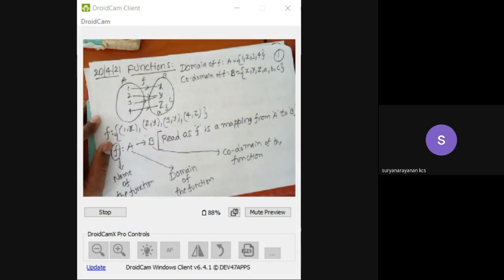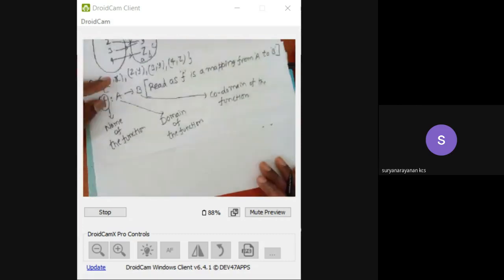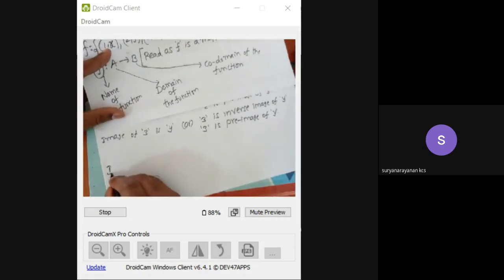Are you watching the screen? Sir, is it Z, sir? Then why are you telling 4? Don't be confused here. Observe the diagram, the arrow diagram. Image of 4.